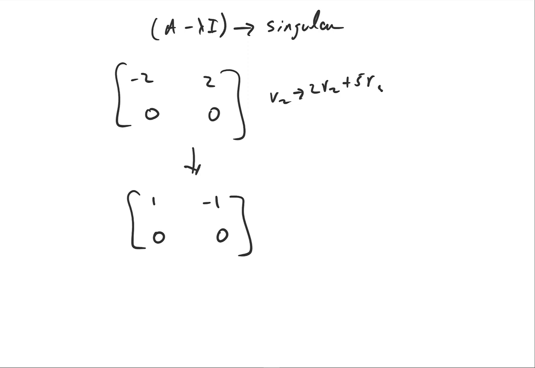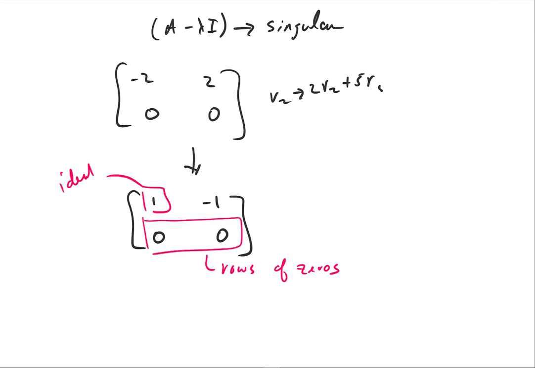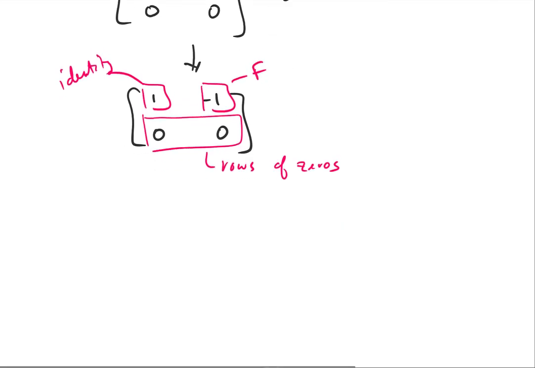So again, remembering the form for the reduced row echelon form, these are rows of zeros. This is the identity. So that means that this must be F. So minus F over I is equal to 1, 0.